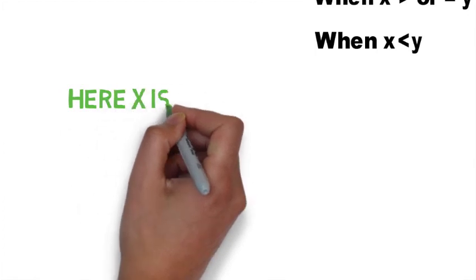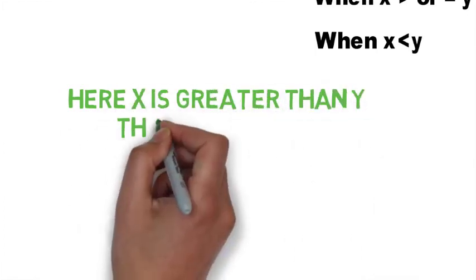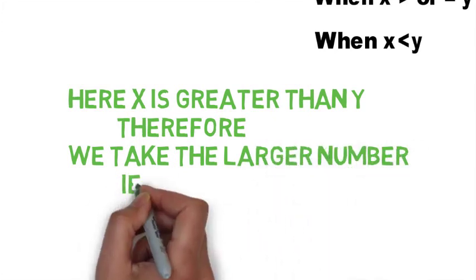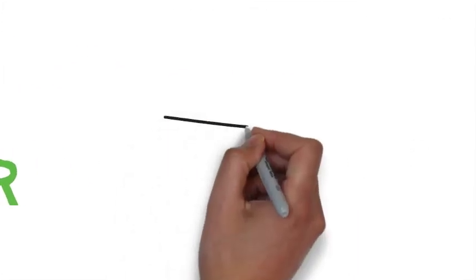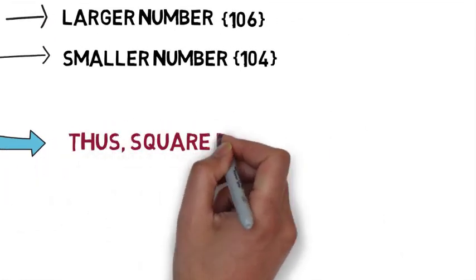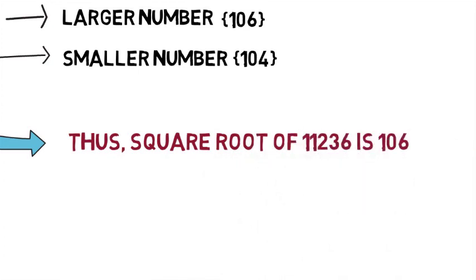Here x is greater than y, so therefore we take the larger number among 104 and 106. So here our answer is 106. The square root of 11236 is 106.